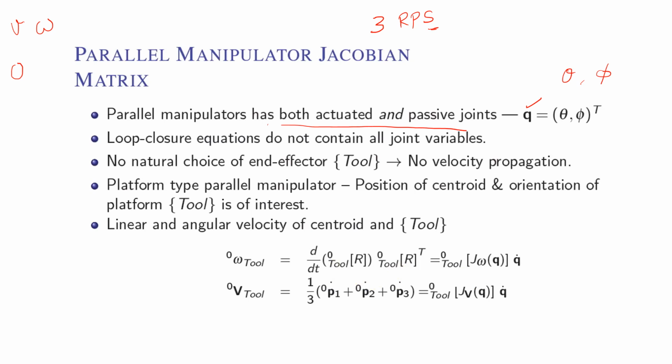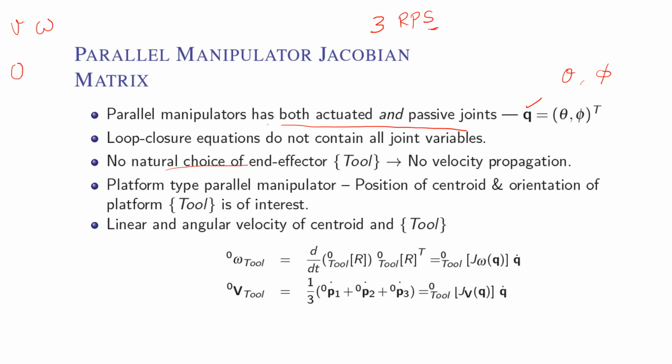Another important thing is that there is no natural choice of the end effector. Hence we cannot do velocity propagation. We do not know which one is the end effector, where to start from and where to end. In a platform type parallel manipulator like the Stewart manipulator or the 3 RPS manipulator, the position of the centroid and orientation of the platform is of interest most of the time. So how do we find the linear and angular velocity of the centroid on the top platform, and also the orientation of the top platform?